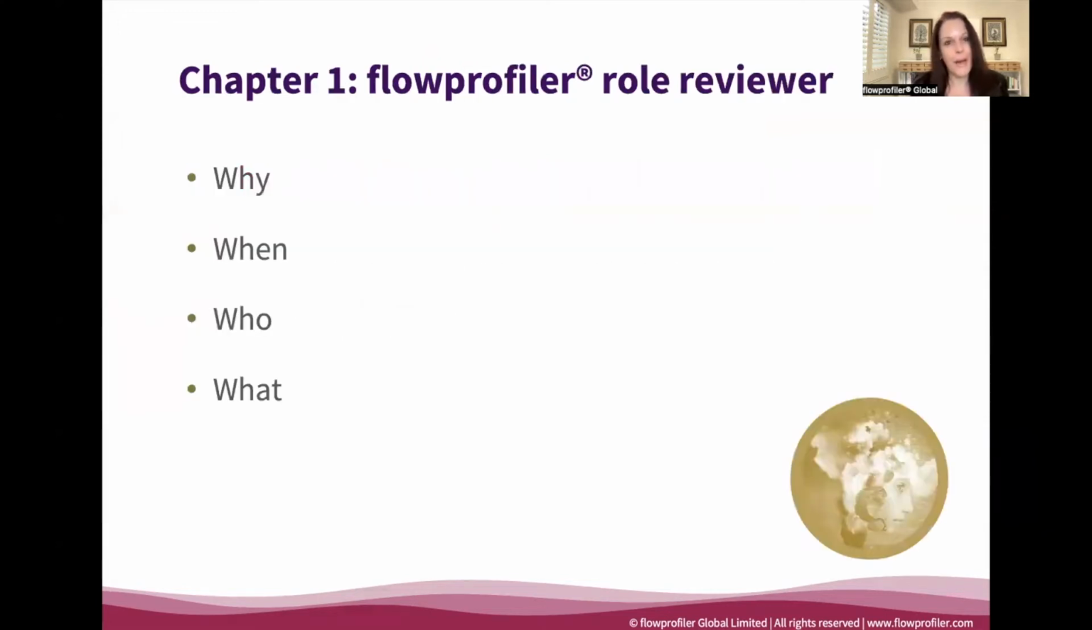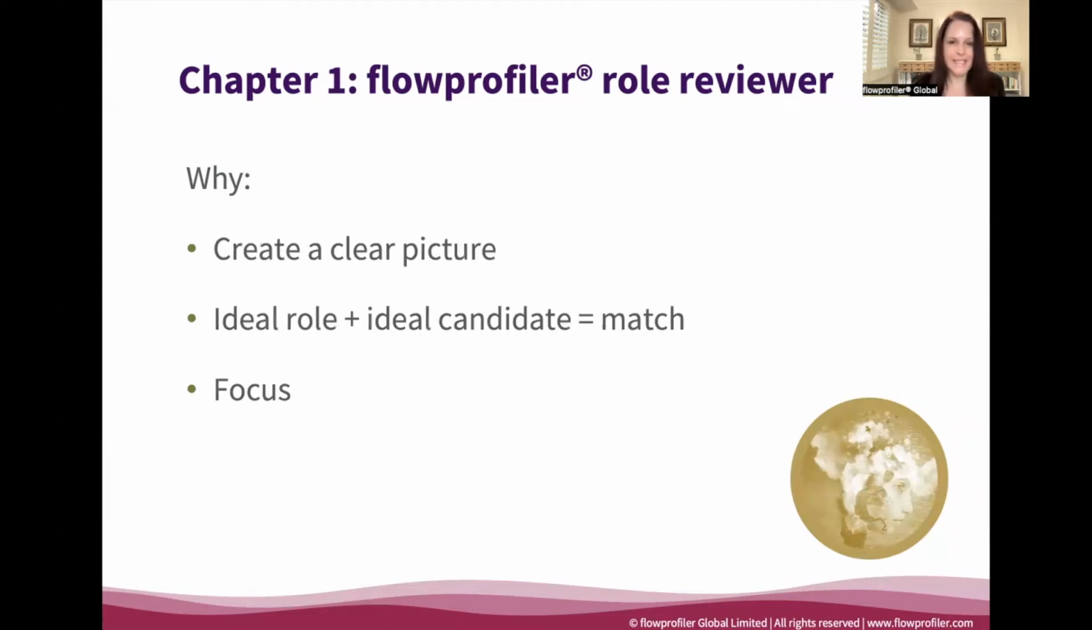So for the Role Reviewer Part 1, I will start with the why you'd use it, when you'd use it, who would use it, and what it actually is. The Flow Profiler Role Reviewer is designed to create a clear picture of what the requirements of the role are. The idea is the ideal role plus the ideal candidate will equal a match or a job fit.